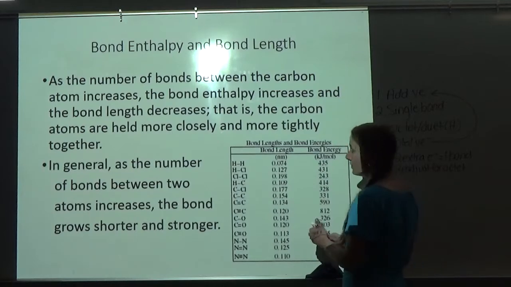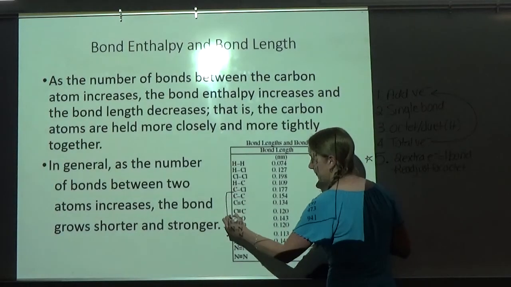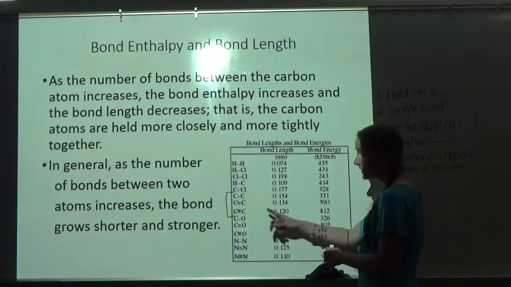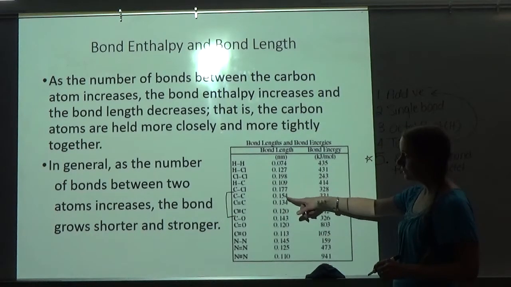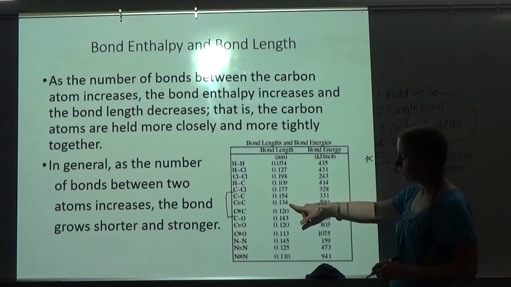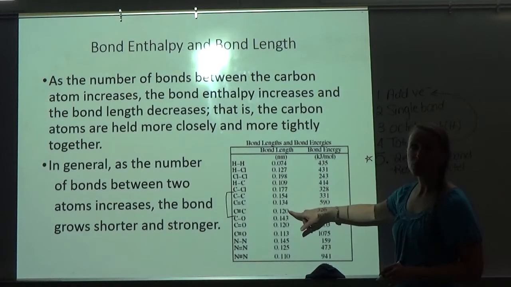So, for example, if we look at our carbon ones right here, we have C single bond, double bond, triple bond. So if you look, the bond length is decreasing. So CC single bond is 0.154, a double bond is 0.134, and a triple bond is 0.120.